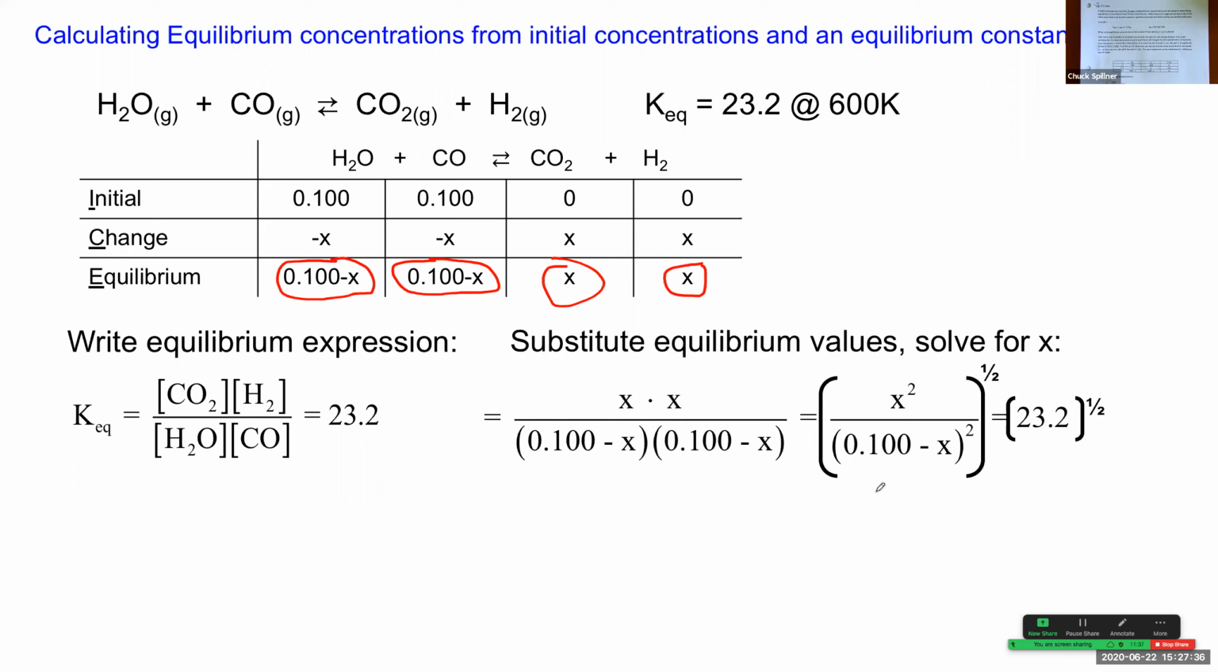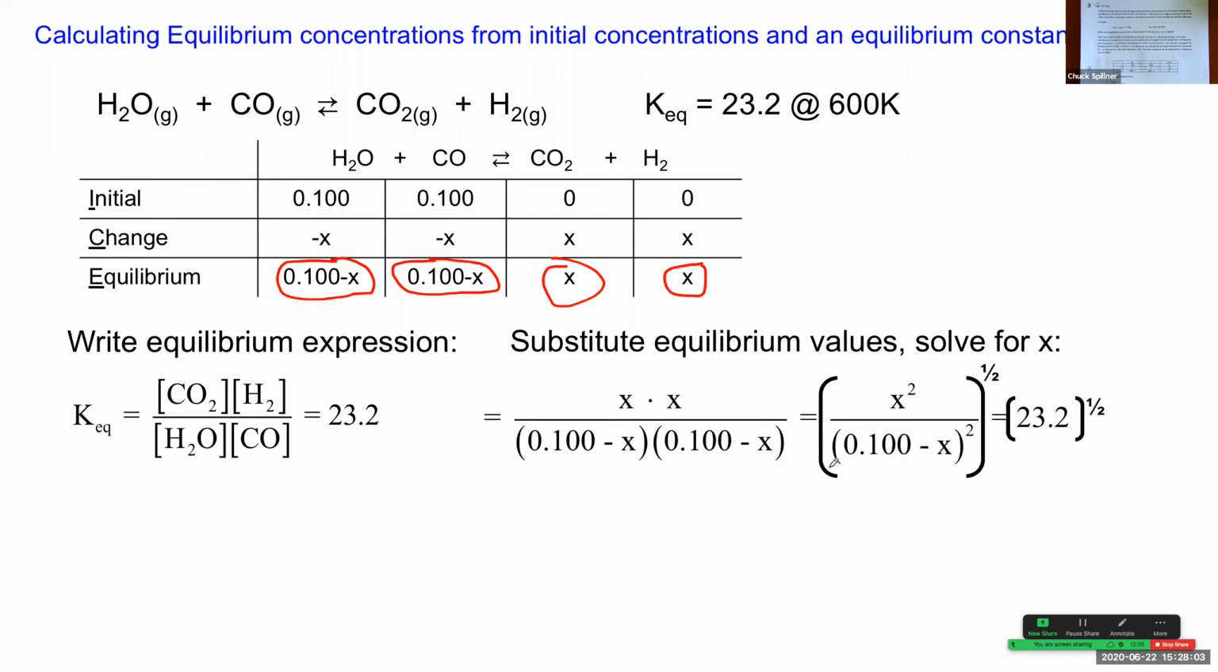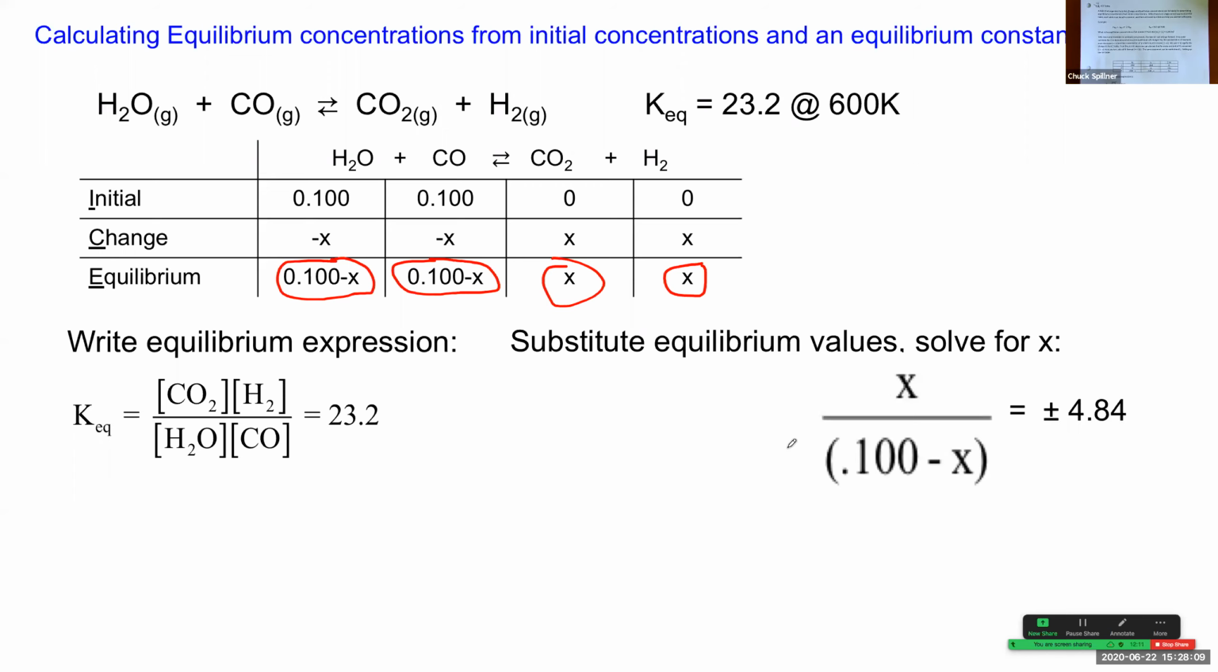Now in this case, we have x times x over 0.1 minus x times 0.1 minus x. Well, since this is a squared value and this is a squared value, we can take the square root. That's kind of a nice simplification that we can do. We take the square root of both sides. And when we do that, we end up with x divided by 0.1 minus x equals plus or minus 4.84. Let me go back. When you take the square root of 23.2, you're going to get plus or minus 4.84. So don't forget to put the plus or minus in front of that when you do the square root. That's important.